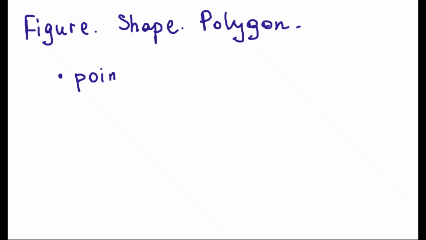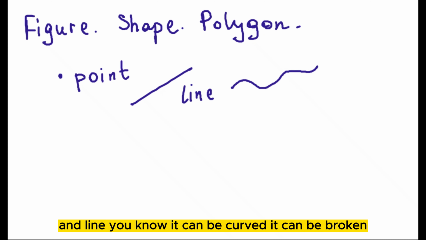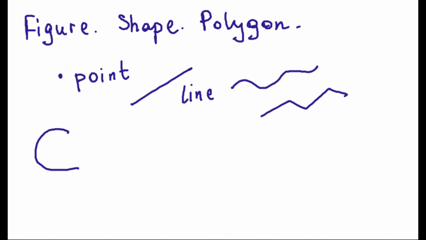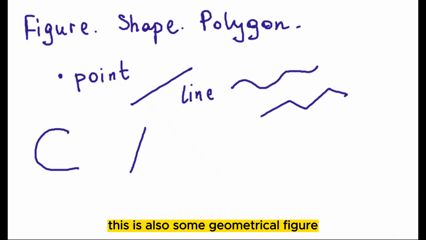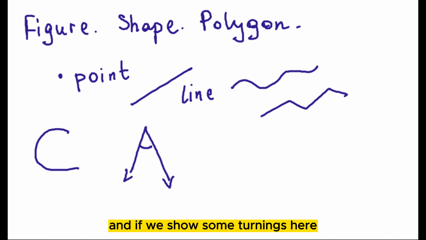This is a point, that is a geometrical figure. This is a line, that is a geometrical figure. And a line can be curved, it can be broken. So all these drawings here are geometrical figures. This is also some geometrical figure. This is also some geometrical figure. And we know that if we make them raise as arms and show some turning here, it will be an angle.